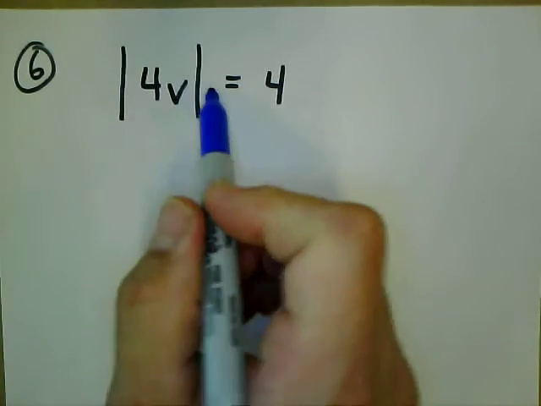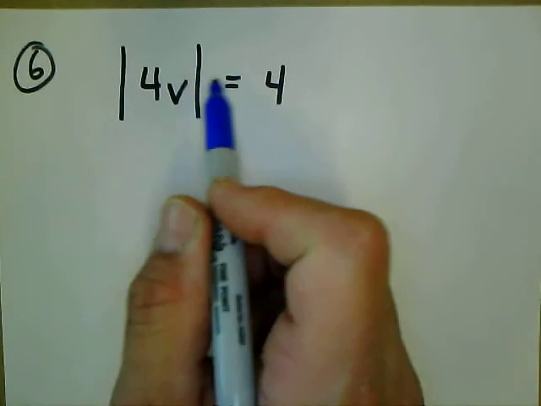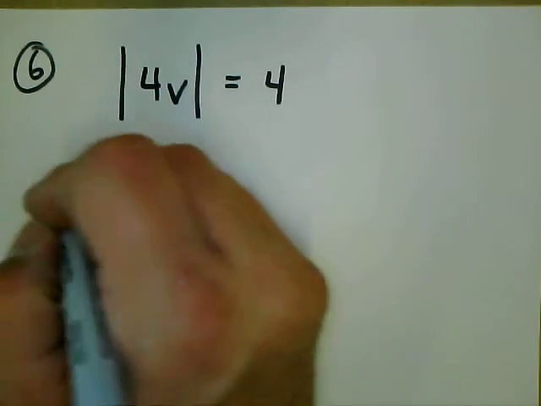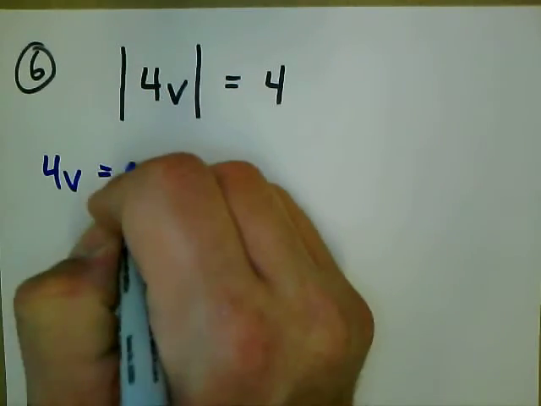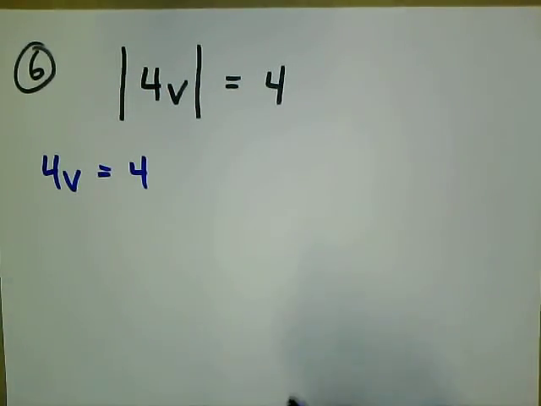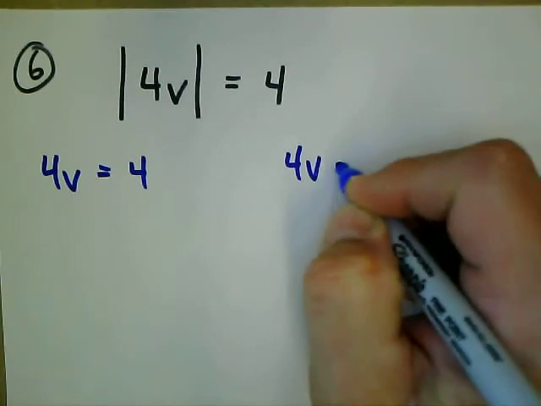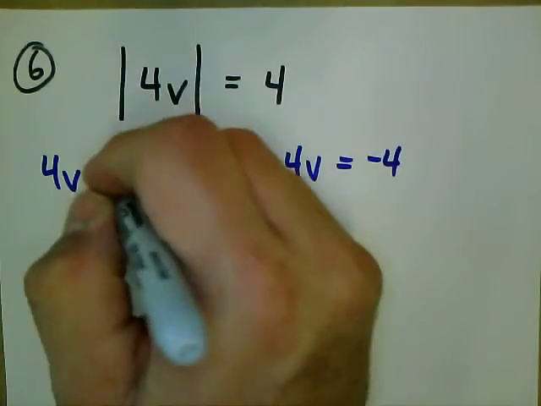All right, nothing on the outside of the absolute value symbol on this side of the equal sign, so we're just going to break it apart. 4 times V equals 4, what it is, and then the opposite of 4. 4 times V equals negative 4.